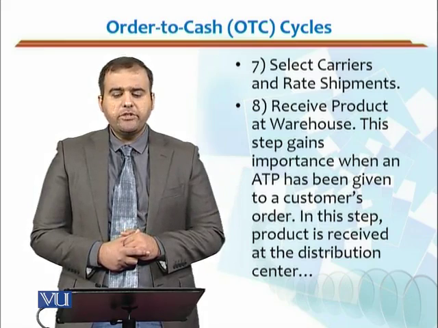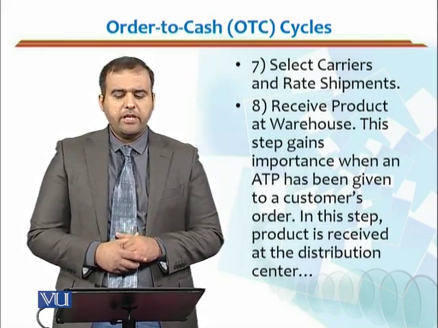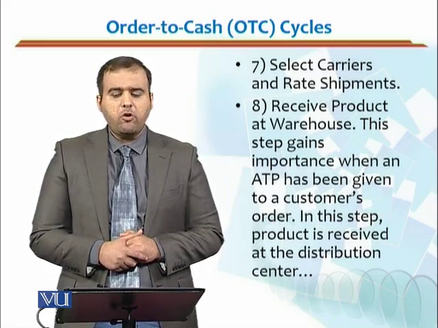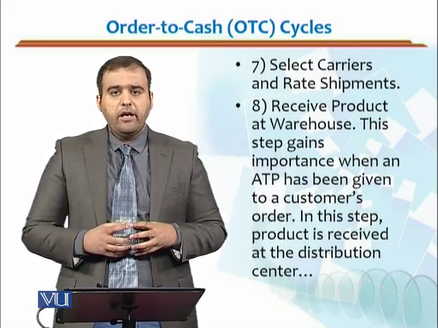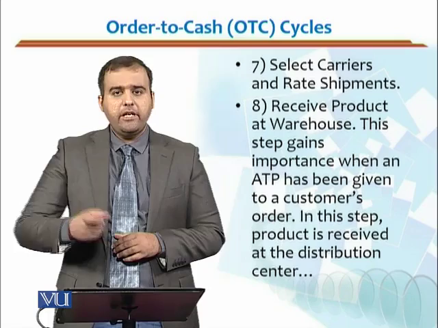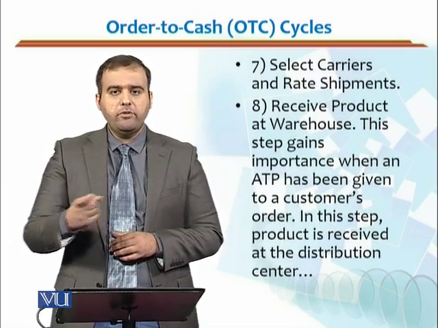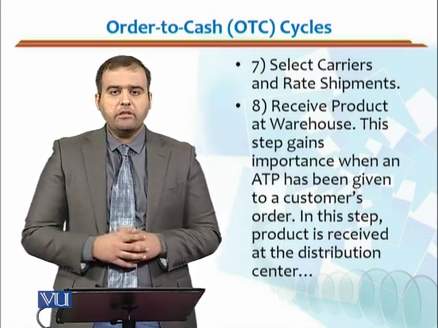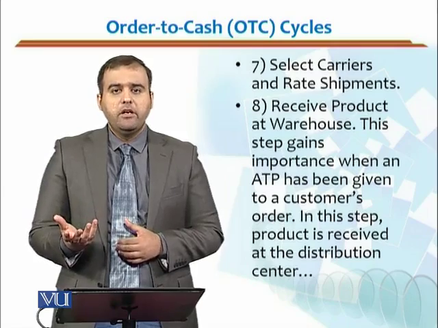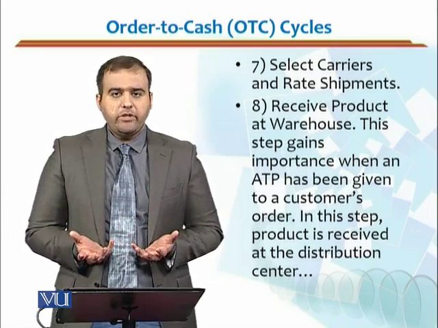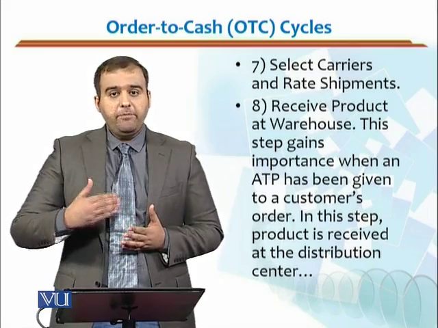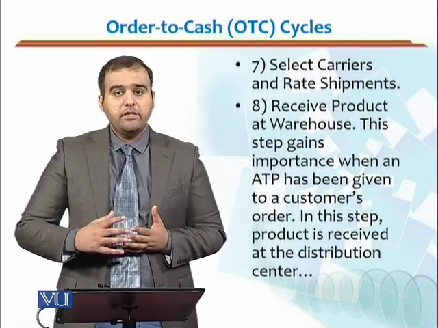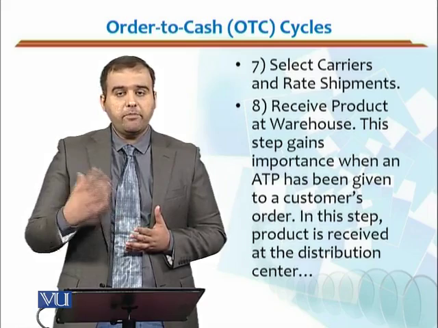The eighth one would be to receive products at warehouses. This step gains importance when an ATP, available to promise, has been given to the customer's order. When you have promised that by the expected date your inventory will be ready, your product will be ready, receiving products at warehouses becomes important. If it is ATD, available to deliver, that is already ready inventory. The time when the product is received at the warehouse is important when, after some process, the inventory is actually ready, the product is actually ready.